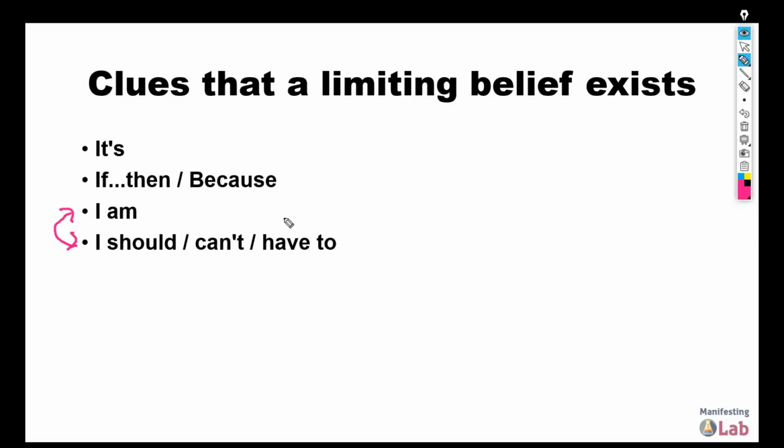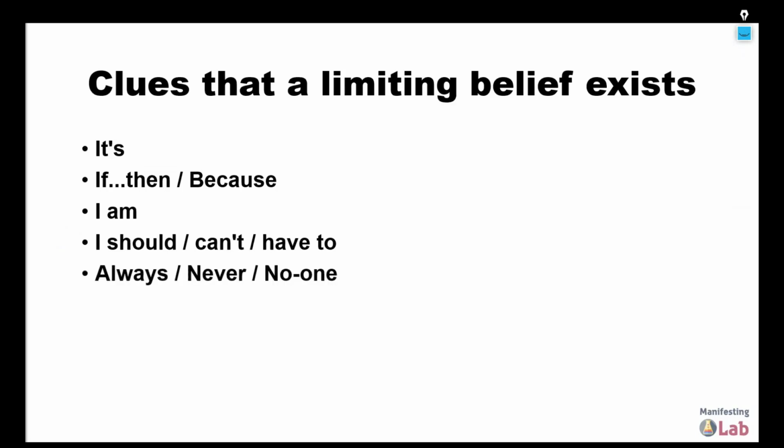Corey says, I have to do what other people tell me to do. Yes, very good. I think we've got the idea of that one. Now, here we have a slightly different clue that a limiting belief exists, and it's this little construction. Always, never, no one.